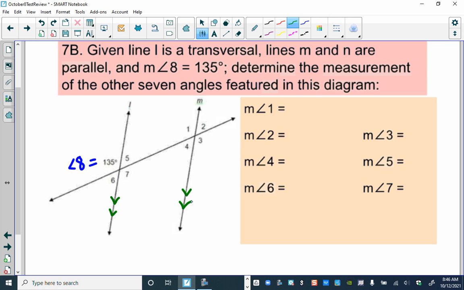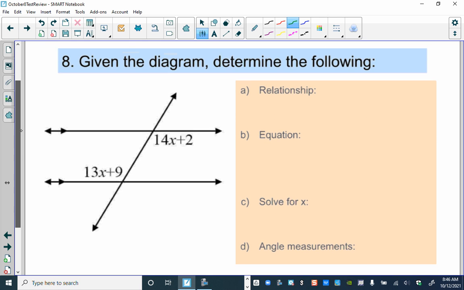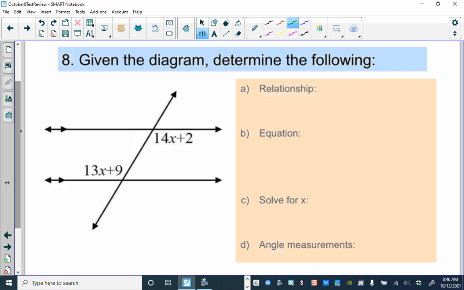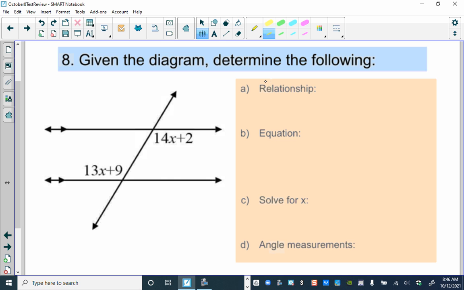Okay, here we go. Number 8. I've seen these types of problems before. These ones, we're going to see them again. So given our diagram here, look where our two angles are. I'll highlight them. Give them the location of the two angles in question.